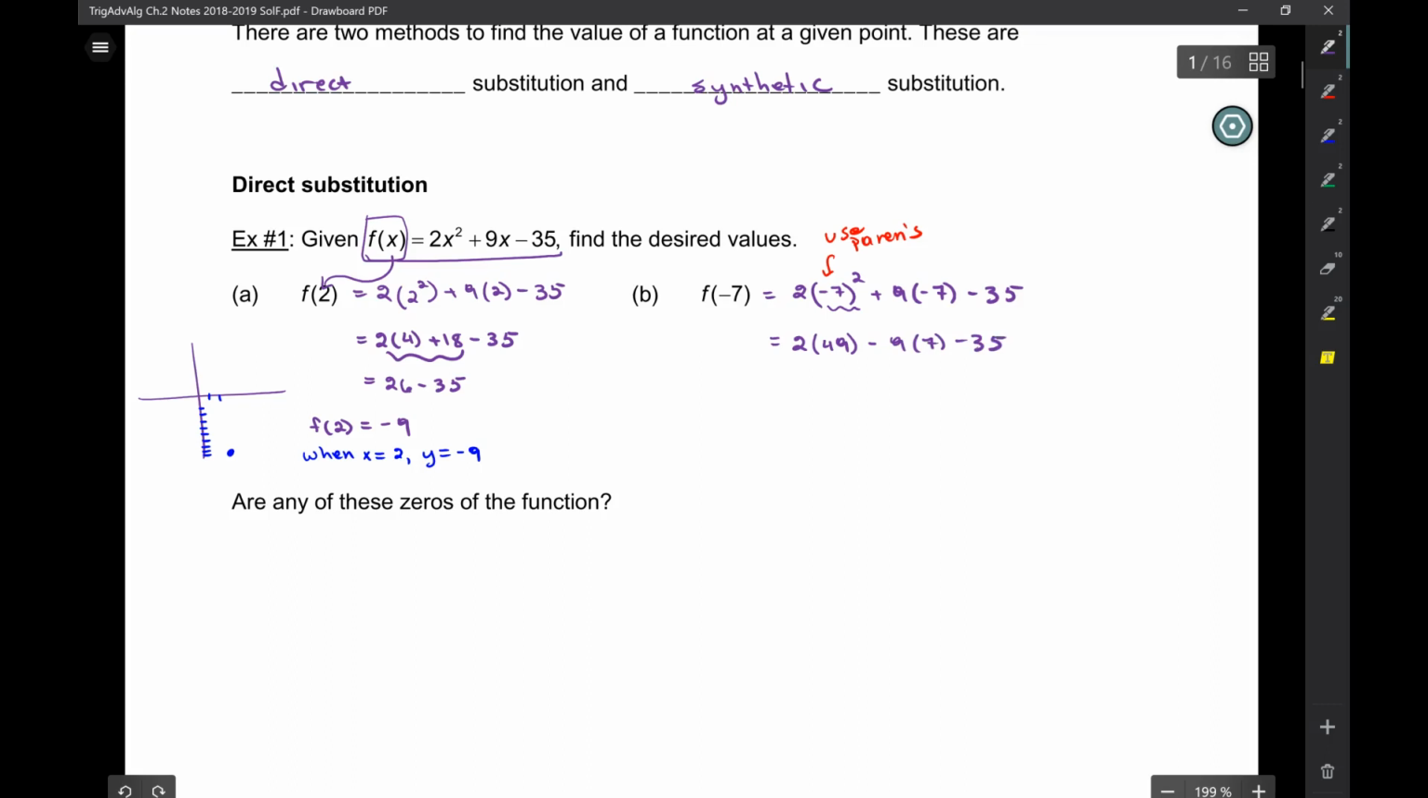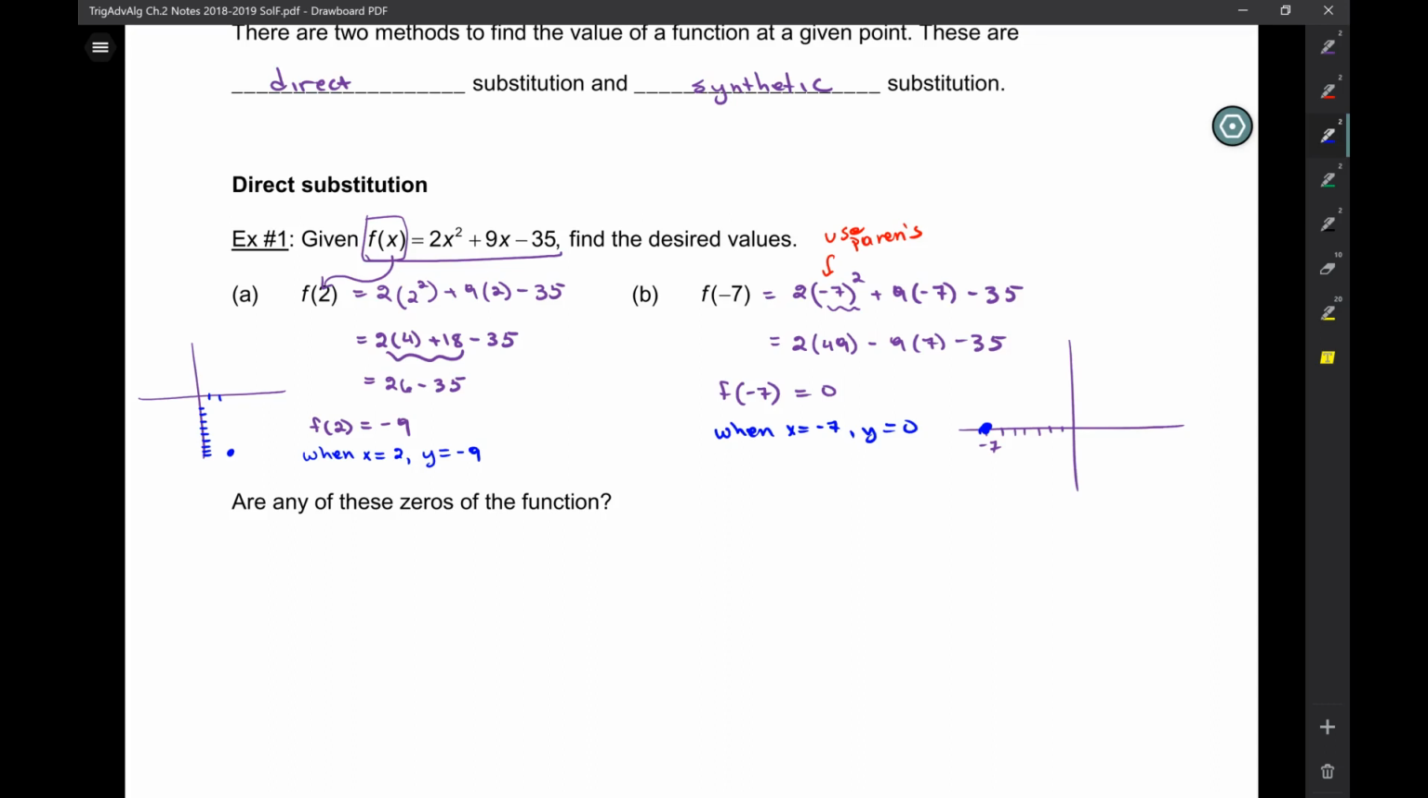Okay, minus 9 times 7 minus 35. I want you to put this in your calculator and let me know what you get for f of -7. f of -7 is equal to 0. So what does that mean? When x is -7, y is equal to 0. Let's take a look at what that looks like on here. When x is -7, y is equal to 0. What do you know about that point? It's a 0 of the function.